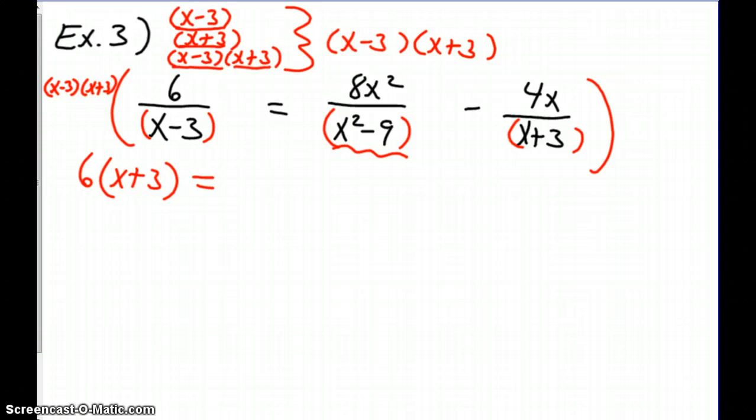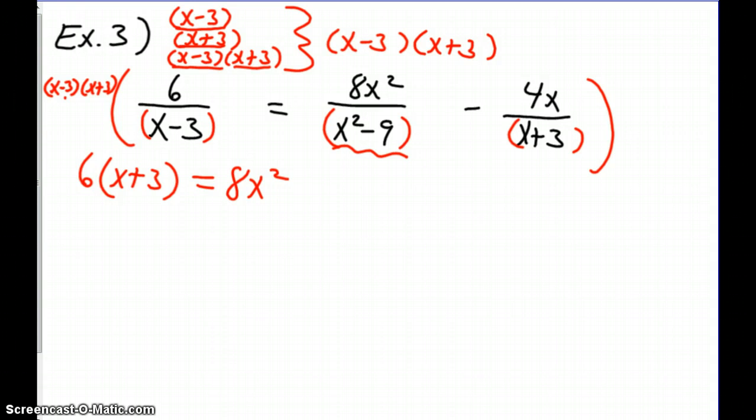If I take the LCD and multiply it by the second fraction, what am I going to write down? 8x squared, right? Because you understand what you're multiplying by and what you got in the bottom are going to cancel out, right? 8x squared is right. Good job, right there. There we go.